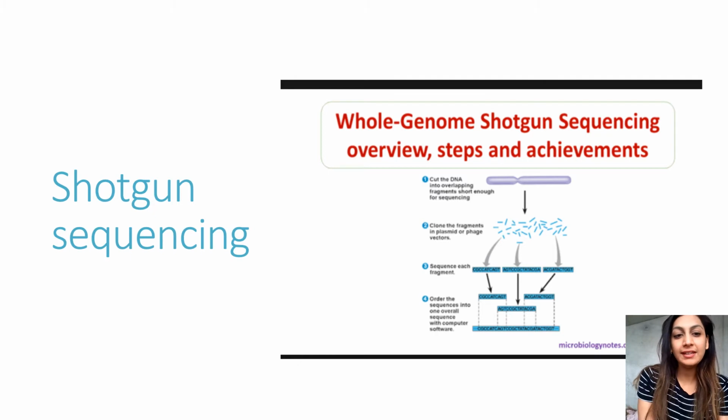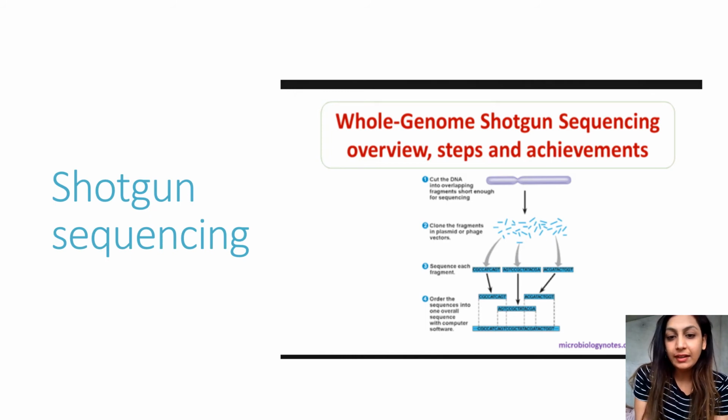So moving on to the next type of metagenomics, that is shotgun sequencing. The first step is to cut the DNA into overlapping fragments short enough for sequencing. So the DNA is cut into short fragments for the software to be able to amplify it and read it properly. Then these small fragments are cloned in plasmid or phage vectors.